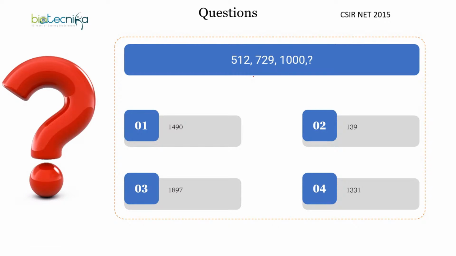So we have another question, and in this question we have to find out, 1000 here, this is the cube of 10. 1000 is the cube of 10, right? So what should come after this? Obviously the cube of 11 should come. That means my correct answer is 1331.